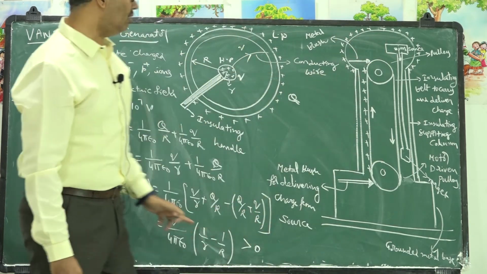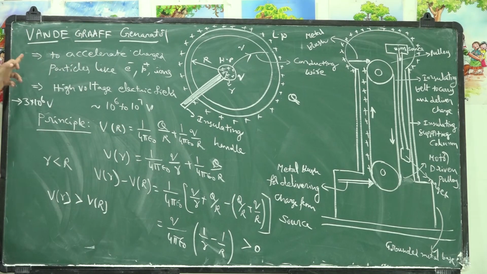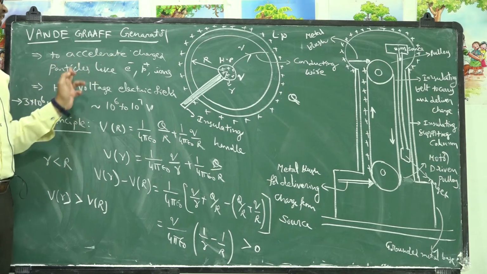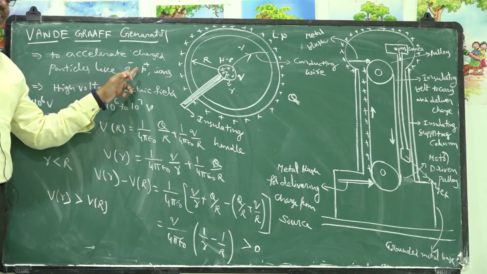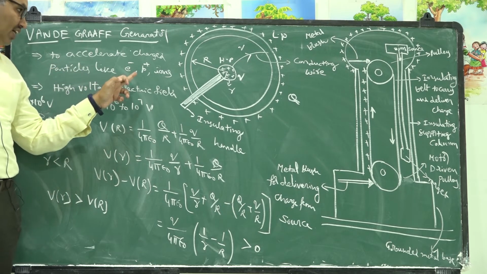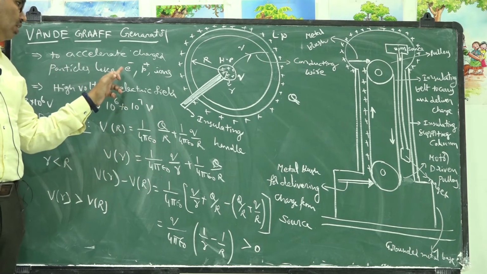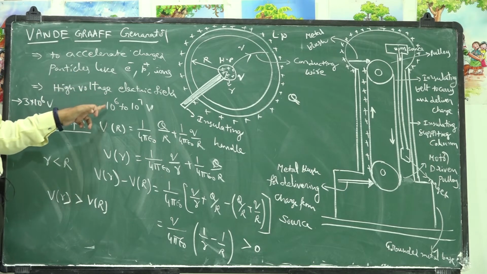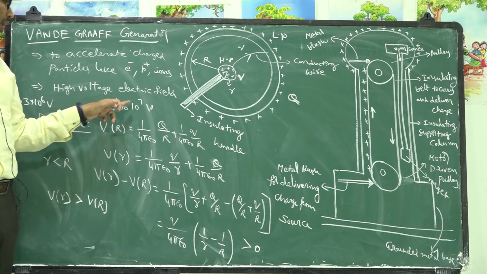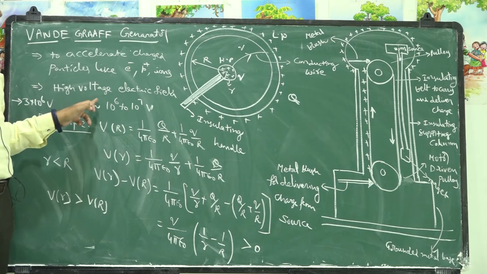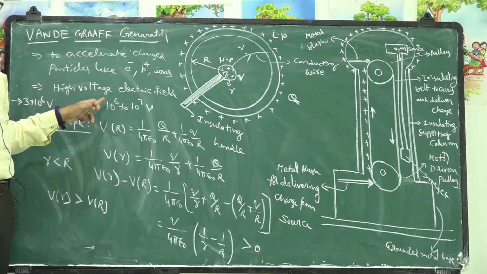Once again you tell me, what is a Van de Graaff generator? A Van de Graaff generator is an instrument which is used to accelerate charged particles like electrons, protons and ions. How are electrons, protons and ions accelerated? They need a high voltage electric field. A high voltage electric field of the order of around 10 power 6 to 10 power 7 volts is generated in the Van de Graaff generator. How to generate this very high voltage electric field?